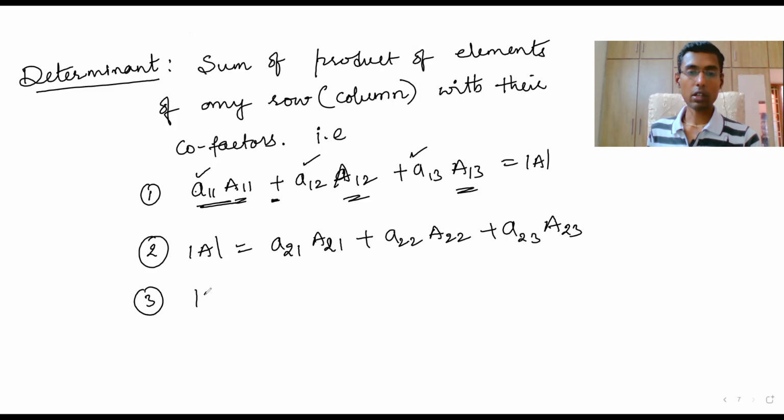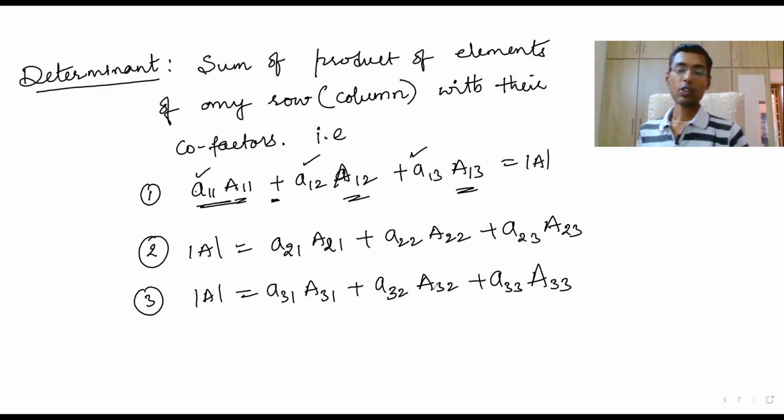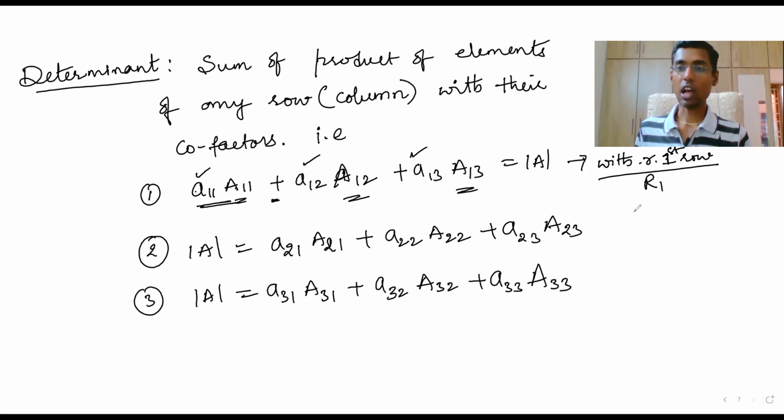Or you can write A31 into A31, A32 into A32, A33 into A33. You can expand with the third row also. This is with respect to the first row, R1. This is with respect to the second row, R2. This is with respect to the third row, R3.